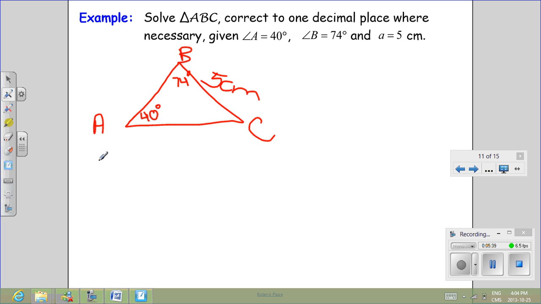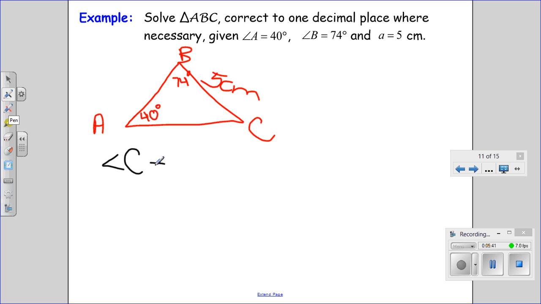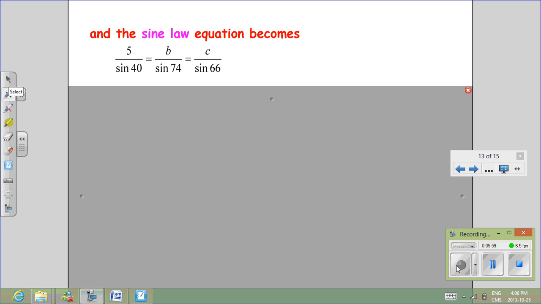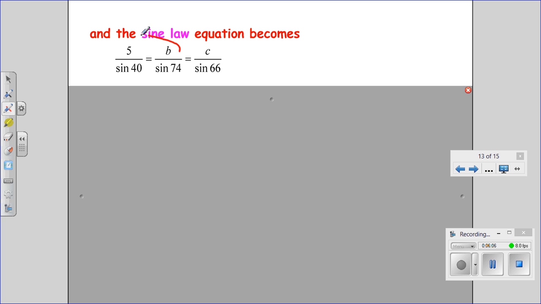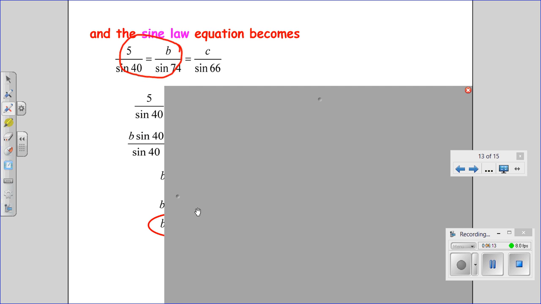Now the first thing I know is that angle C is going to be 180 minus 40 degrees minus 74 degrees. So that means angle C is 66 degrees. Now in order to solve this proportion, we're going to start with one pair of ratios. So we'll start with side B. We can write 5 over sine 40 is B over sine 74.